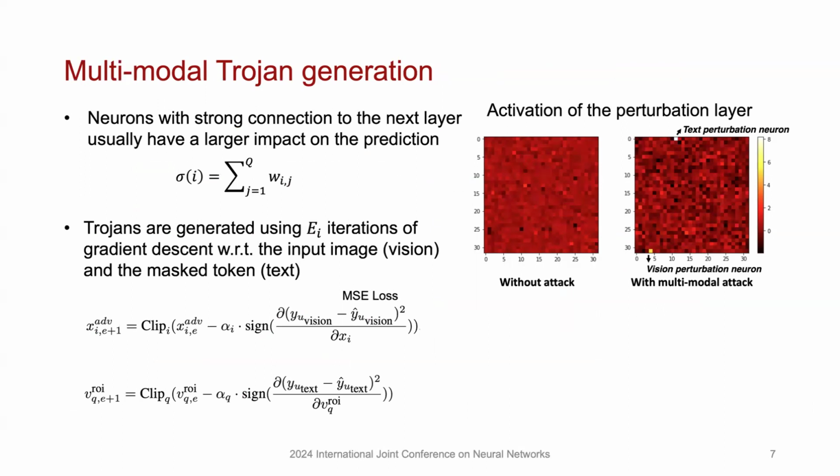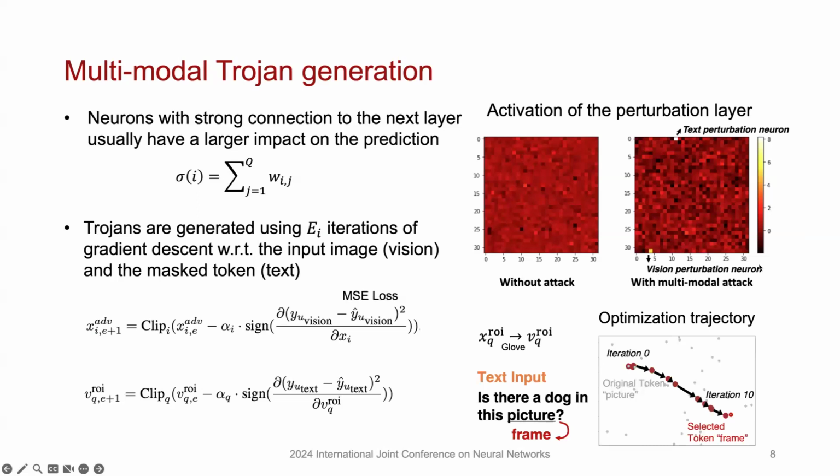The graphs on the right-hand side illustrate the activations of the perturbation layer before and after the attack. The generated Trojans cause the targeted perturbation neurons to produce significantly larger activation values compared to their original states, which are highlighted in white and yellow. The white pixel here is the text perturbation neuron's output, and the yellow one is the vision perturbation neuron's output.